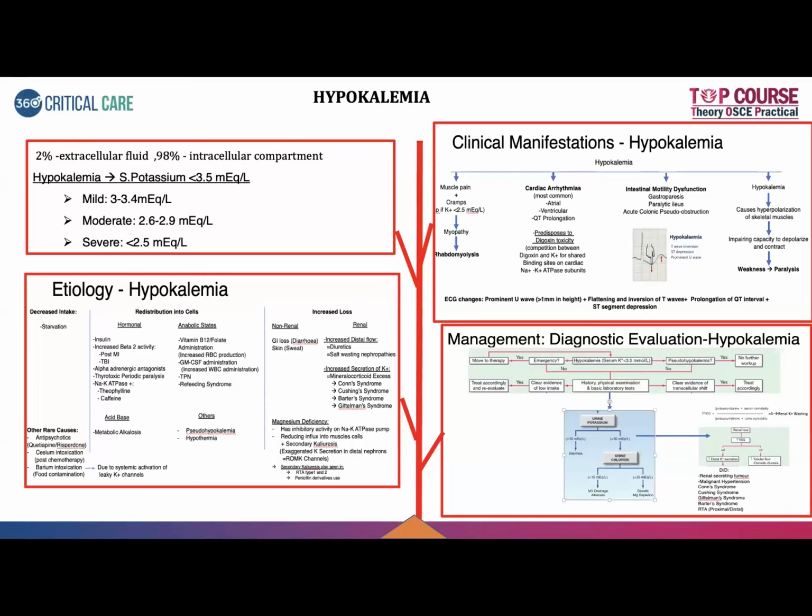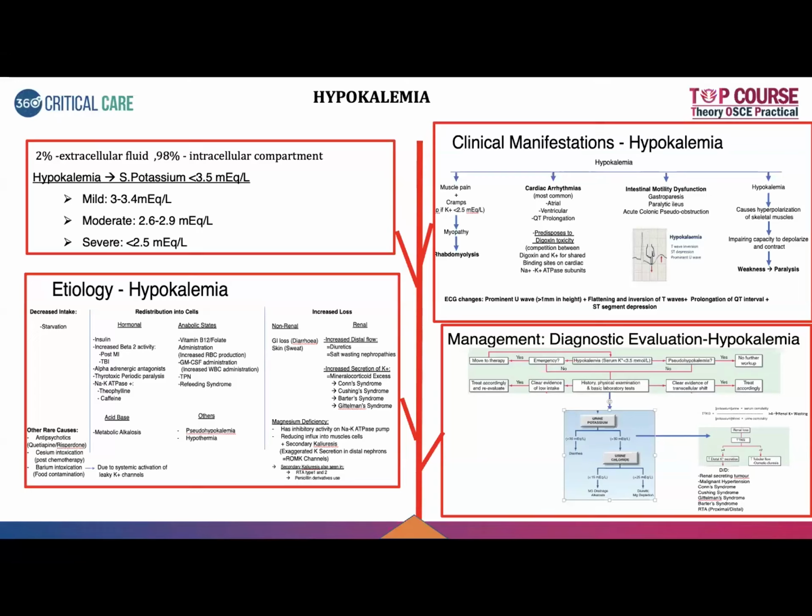So when you're talking about the etiology, you can broadly classify into three. One is decreased intake. Second, redistribution into the cells. Third is increased loss. So decreased intake mostly due to starvation.